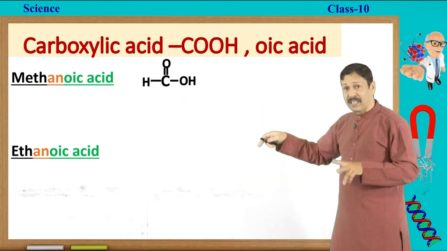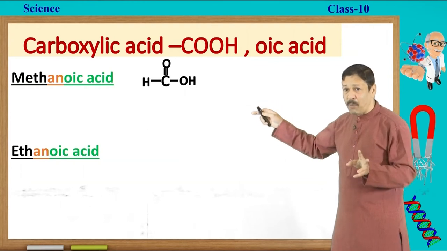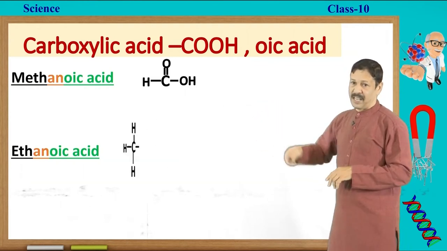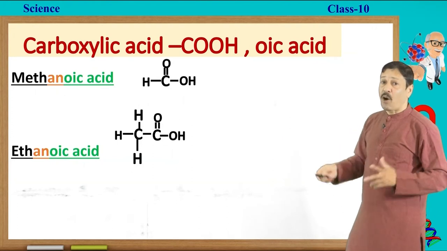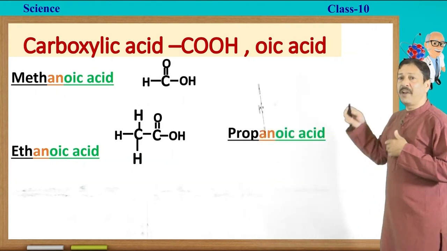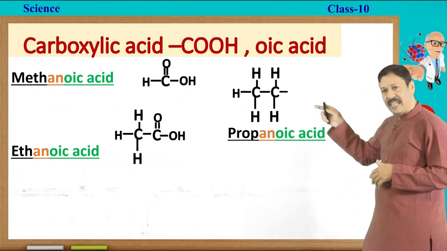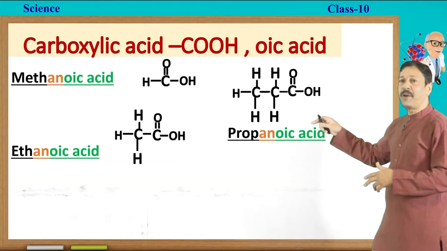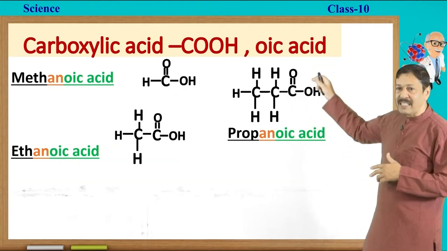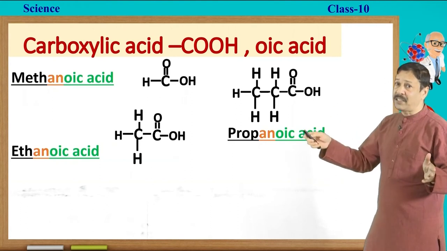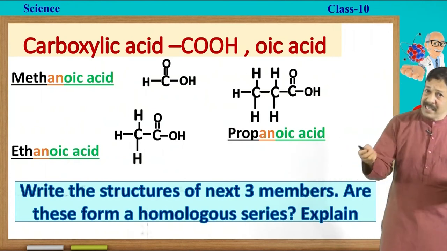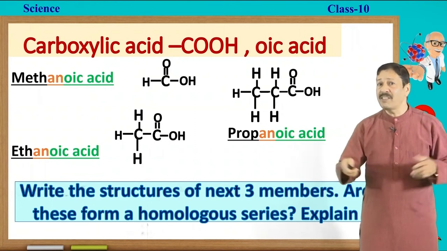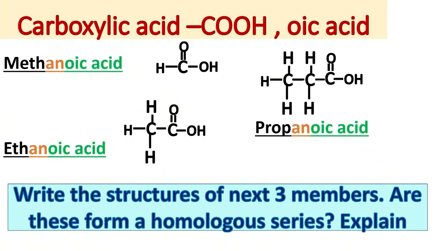Ethanoic acid, eth, carbon 2, N, between the carbon atoms single bond, oic acid, COOH is there. See here, CH3COOH, ethanoic acid or acetic acid. Now, propanoic acid, CH3CH2COOH, carbon 3 and a COOH group is there, including COOH there should be a total of 3 carbons. Now, write the next 3 members of this series and check whether they also form a homologous series or not. They are forming a homologous series, you know this one very well.